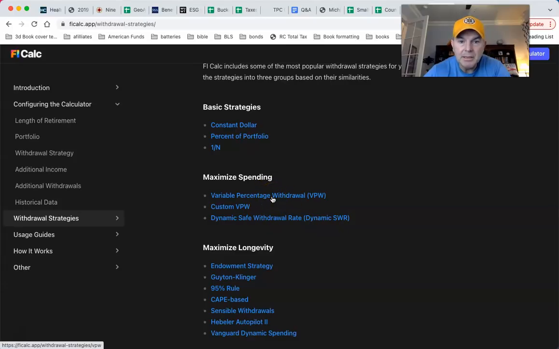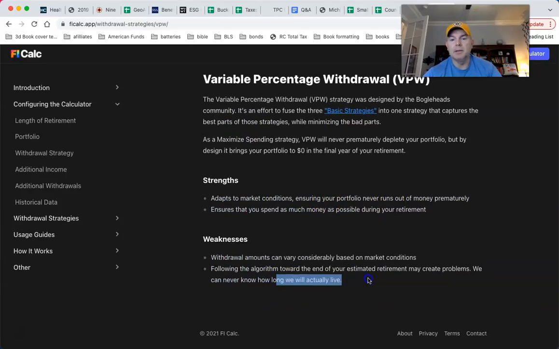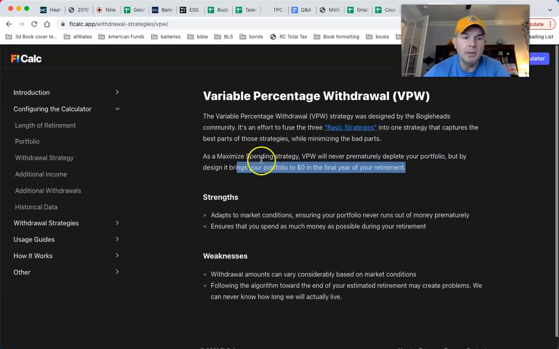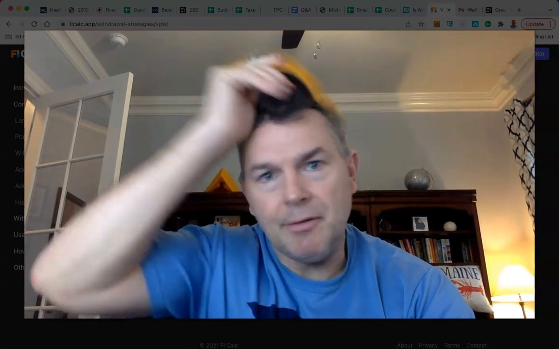Maximize your spending, variable percentage withdrawal. Oh, yeah. The problem with maximize your spending is that you don't know when you're actually going to die. That's the drawback here. So it says you're going to have zero in your final year of retirement. This is done by the Bogleheads, and I completely agree. One of the things I get a lot of people saying on Right Capital is, is there any way to have no money when I die? Yes, theoretically there is, but it's frankly silly to do that because we don't know when you're going to die, and we don't know what the rate of return or the volatility is going to be. And so people say, I want to bounce that last paycheck.